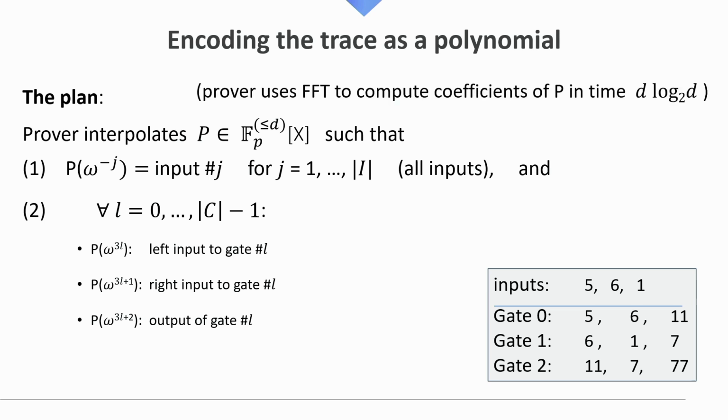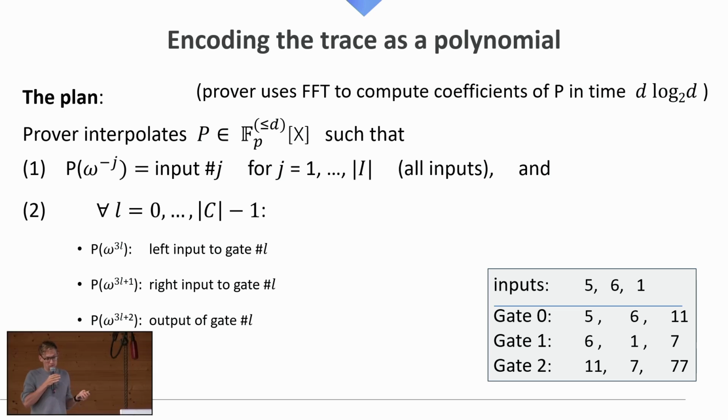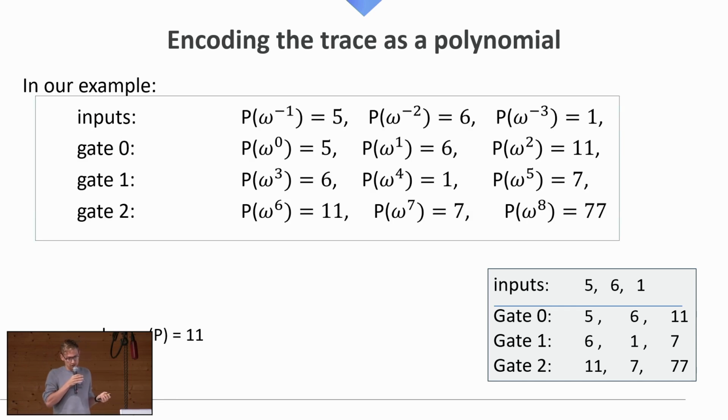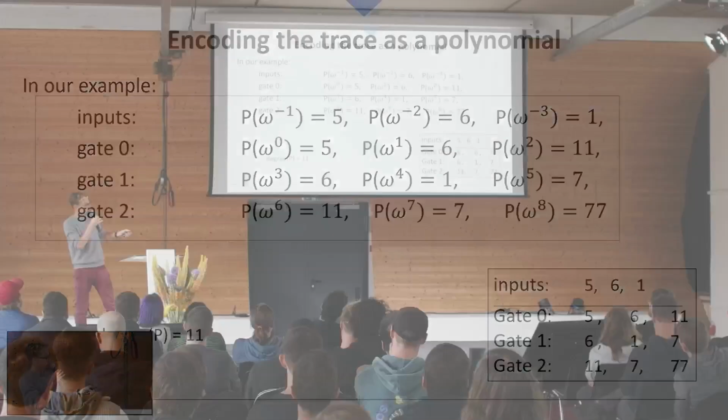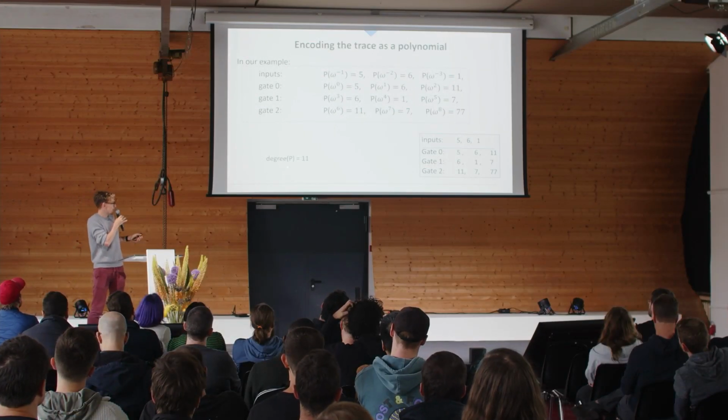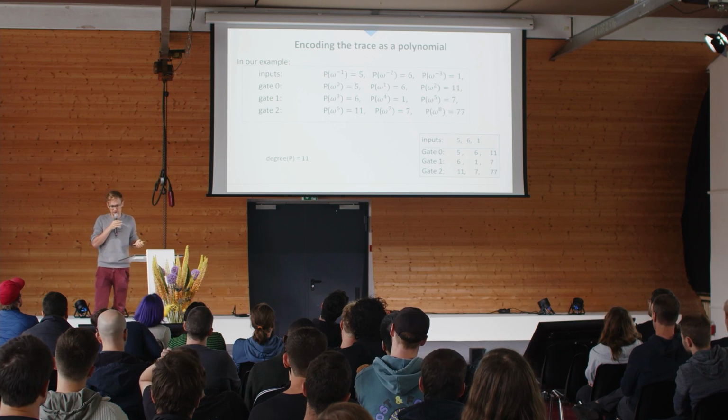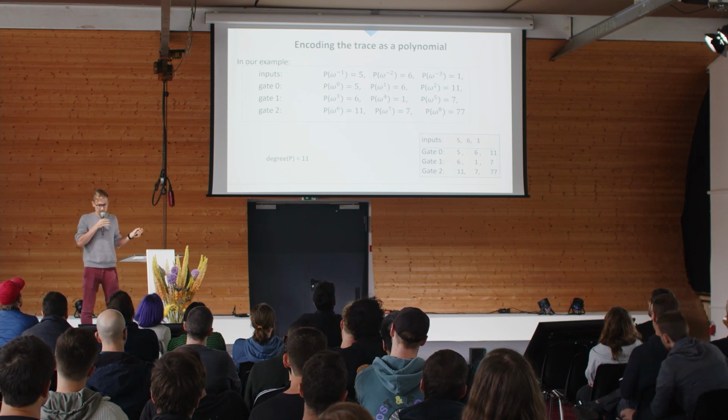To interpolate this polynomial, the prover has to use something called an FFT, a fast Fourier transform. And this takes n log n time. In practice, it's not a problem if n is small, but it does become a bottleneck if n gets large, and this is what we're going to try to get rid of. So in our example, this is what this encoding would look like, and the number of points that you encode exactly corresponds to the degree of the polynomial. So the degree in this case is, I guess, 11.